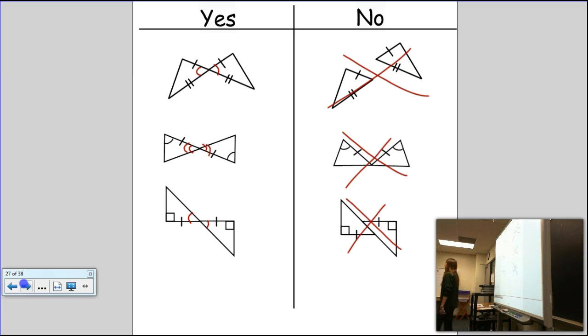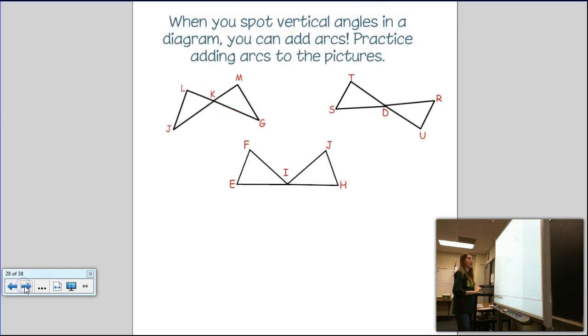So you can add arcs to your picture because we learned in the first six weeks that vertical angles are congruent. So add arcs. Go ahead to your notes page and add arcs where you see vertical angles. Who would like to add them on the board?